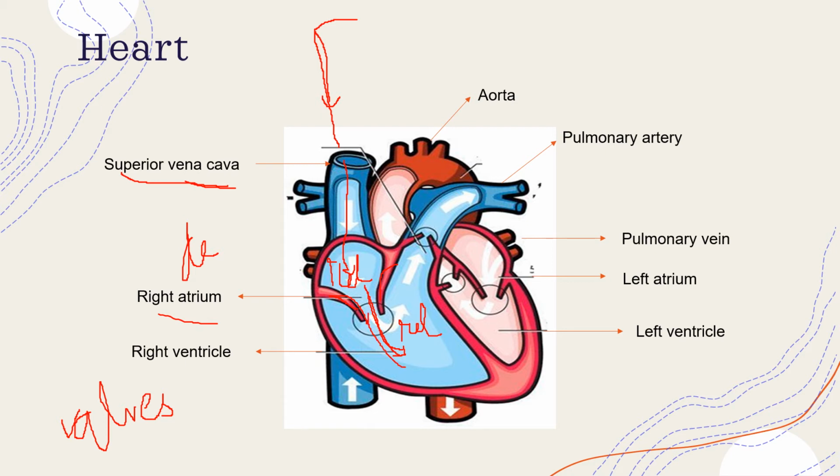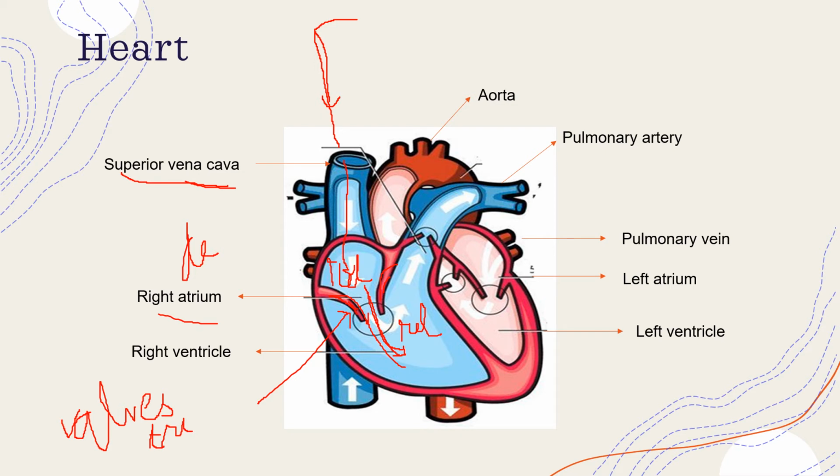As I said, when the right atrium has to push the blood, what happens? Anything we try to push tends to come back because of the pressure. So these valves are present so that the blood does not go back. The valve which is present between the right atrium and the right ventricle is called the tricuspid valve.